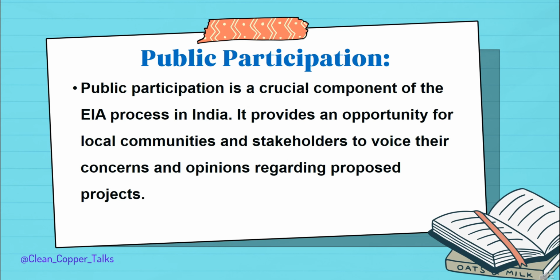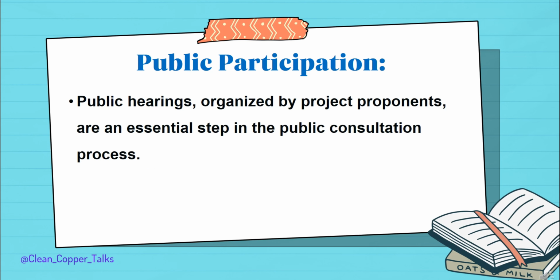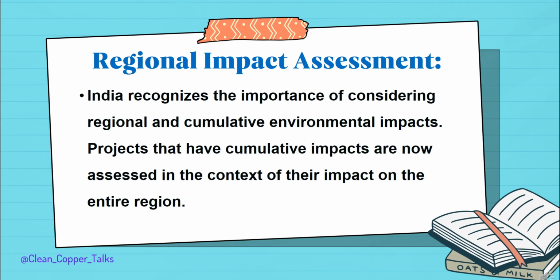Then, public participation was introduced, which is a crucial component of the EIA process in India. It provides an opportunity for local communities and stakeholders to voice their concerns and opinions regarding the proposed project. Public hearings were organized by project proponents and are an essential step in public consultation. Regional impact assessment was emphasized by India. India recognized the importance of considering regional and cumulative environmental impact. Projects that have cumulative impacts are now assessed in the context of their impact on the entire region.